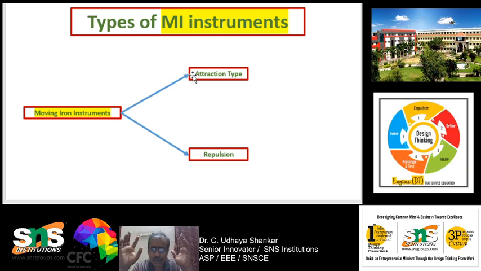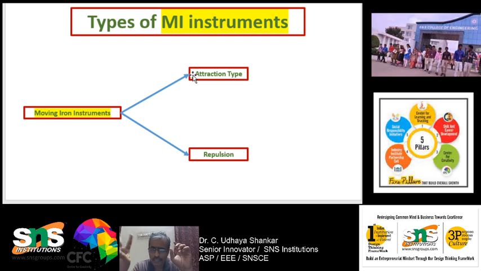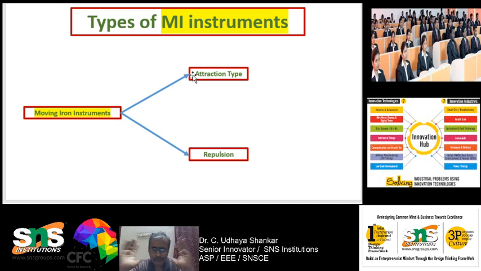For example, if you have 10 instruments in your lab, I am sure 7 instruments will be MI instruments and only 3 instruments will be MC instruments. So, why is it so? By the end of the video, you will come to know why. Anyway, of the instruments we use, 70% are MI instruments and only 30% are MC instruments.